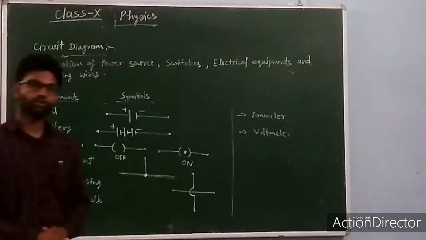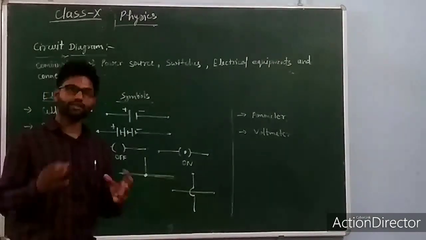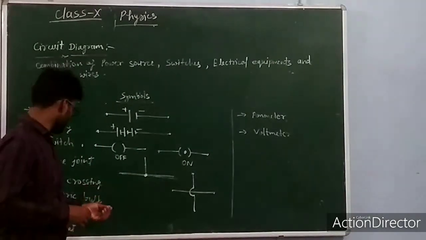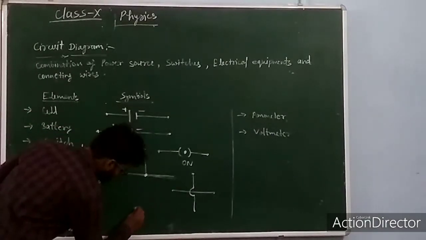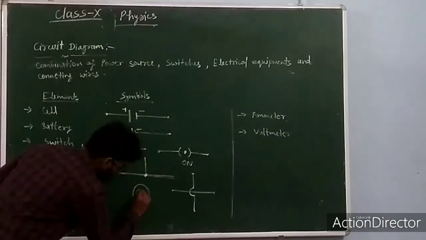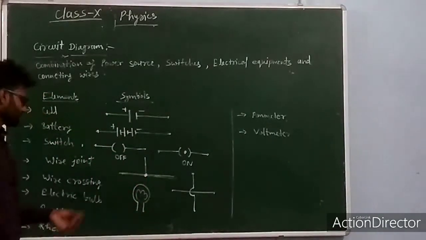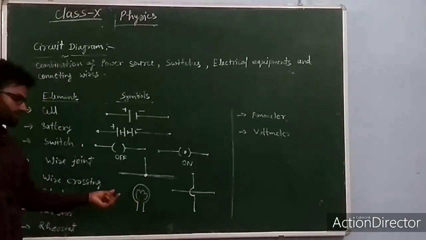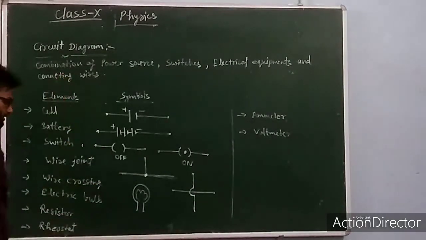Next we will talk about the electric bulb. Electric bulb is a power consuming device. How we will represent it in a circuit diagram? Just look at here. Electrical bulb will be represented by the symbol something like this. Right? This is the symbol of electric bulb. So that will be connected in a circuit diagram.